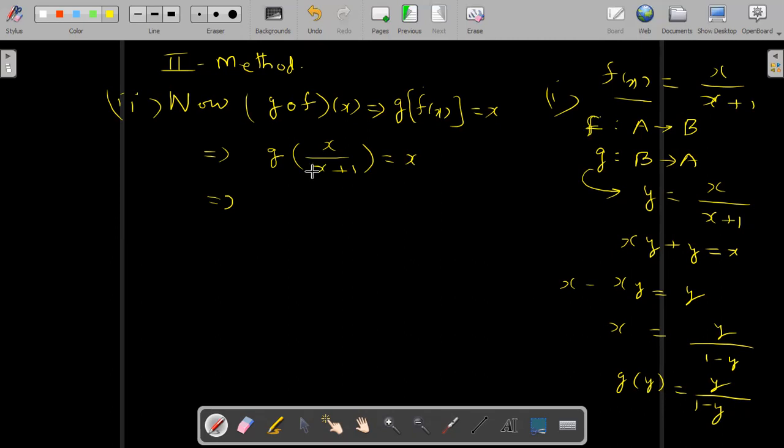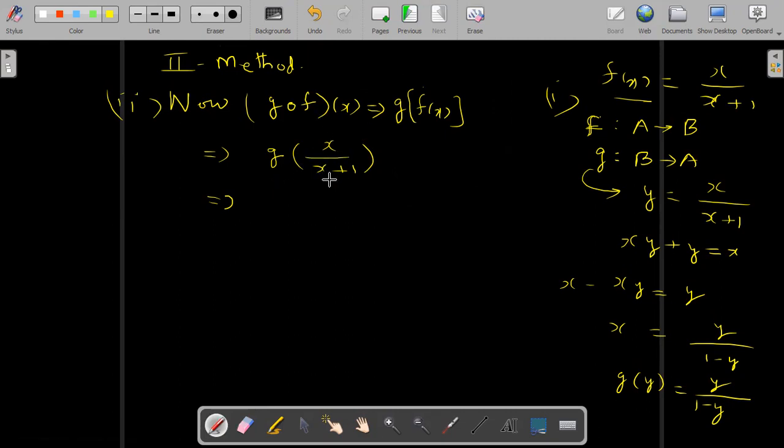This formula will be used here for g, x upon x plus 1. Okay, so this will come to x actually. So the right hand side should come x. So we should not take this right side. We have to solve this and bring it equal to x, because we are going to prove g of fx is equal to x.